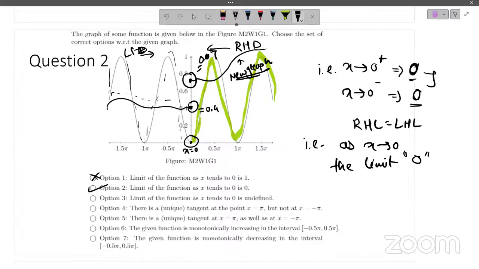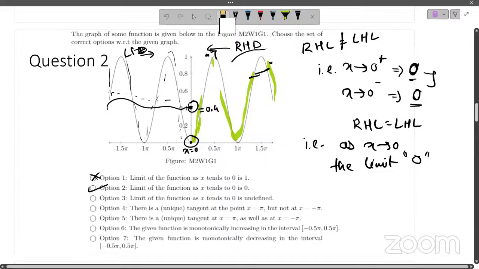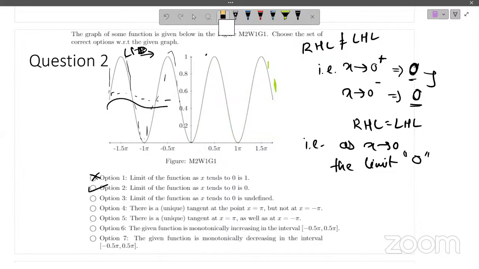That means if I come from the left hand direction and if I come from the right hand direction, my places will be different, right? So this means that your right hand limit and the left hand limit are not equal. So in this case, we say that our limit is undefined, but this is not happening at 0, right? At 0, if we move from the left hand direction or the right hand direction, we end up at the same position, which is 0. We are getting closer and closer to the same point, which is 0. Okay, so that means this option is also not true.